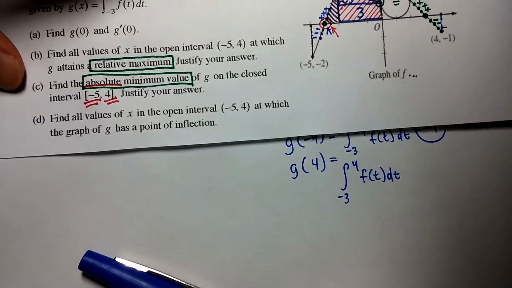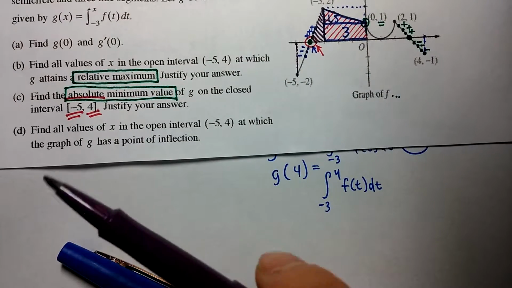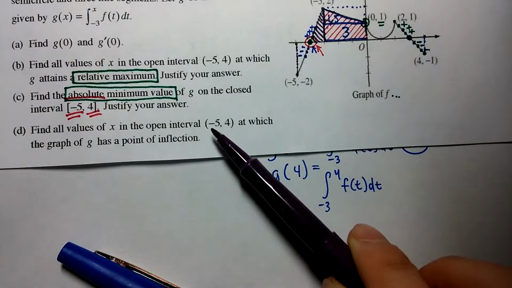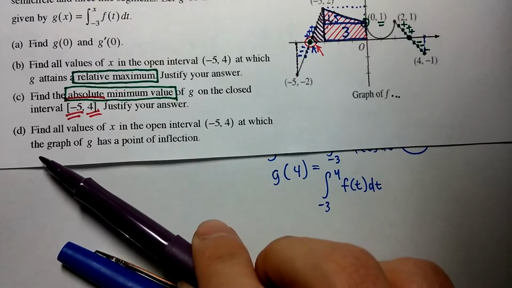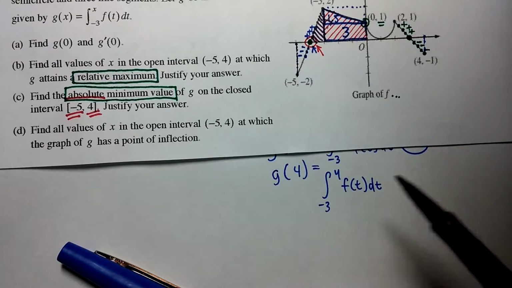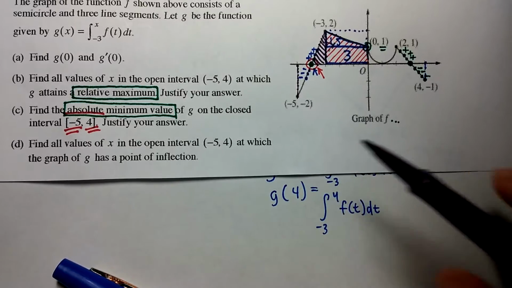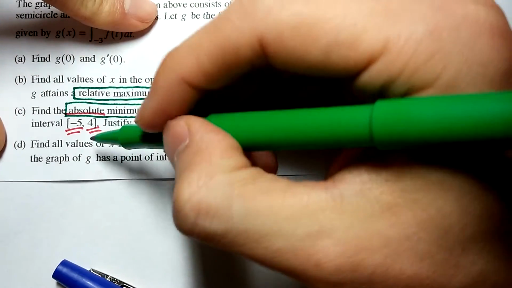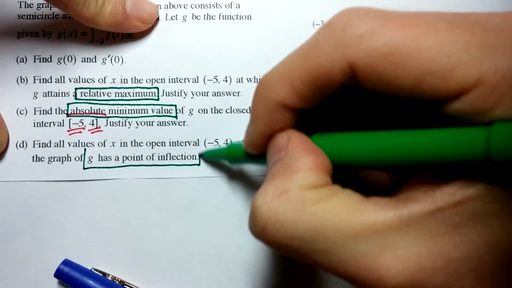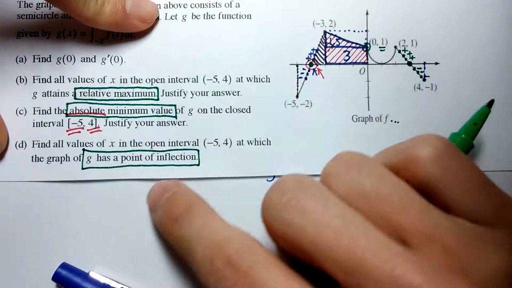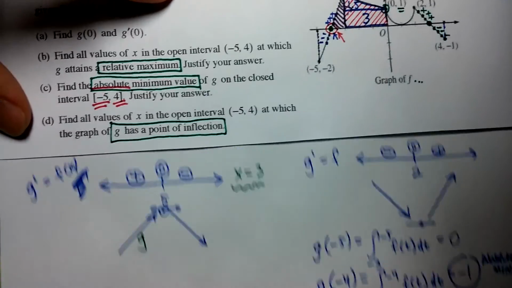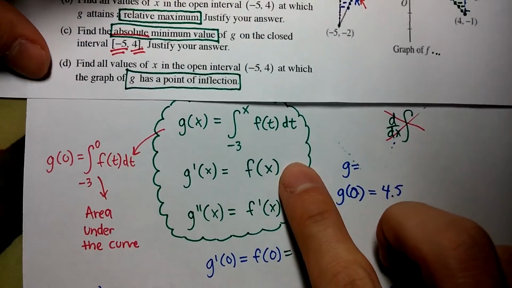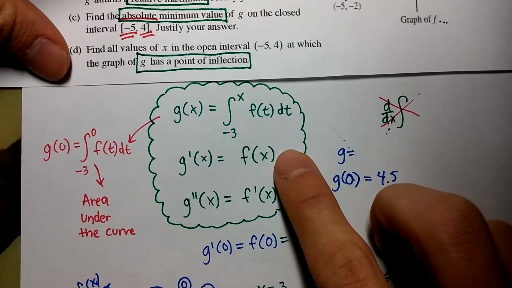Okay, and finally for the last section here, find all the values of x on the open interval -5 to 4 at which the graph of g has a point of inflection. Again, let's think about the key terms here. We're talking about g has a point of inflection. All right, don't forget about our little key that we made to help us with this problem.